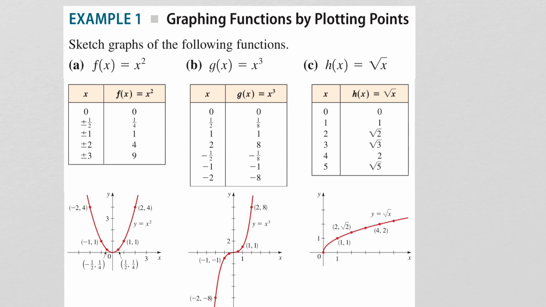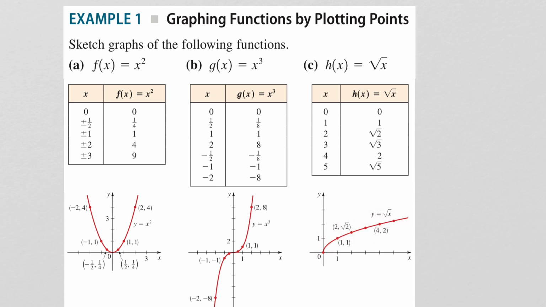And finally, the square root function. Remember, we're not allowed to take the square root of a negative number, at least not when we're talking about functions. So the only numbers you can plug in for x here are going to be positive numbers and also 0. And when you plug these numbers in, you observe the following values. And then if you plot those, you will see that you get this graph here.